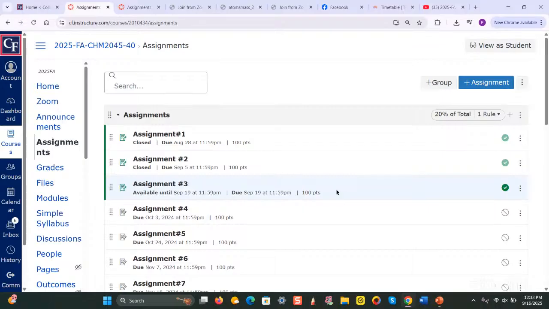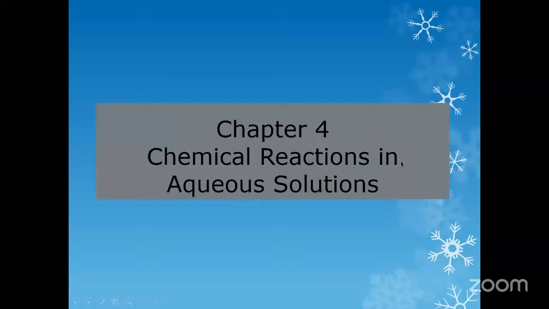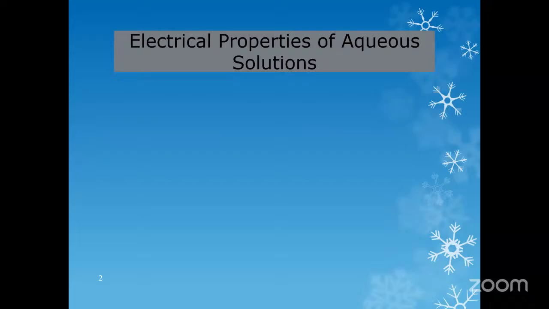Because we're finished with chapter 3, we're going to move on to chapter 4 now. Again, a lot of review will be involved in this particular chapter, so I'm going to try to go through it as quickly as possible. Now we're going to look at chemical reactions in aqueous solution. The first thing we're going to talk about is the electrical properties of aqueous solution.